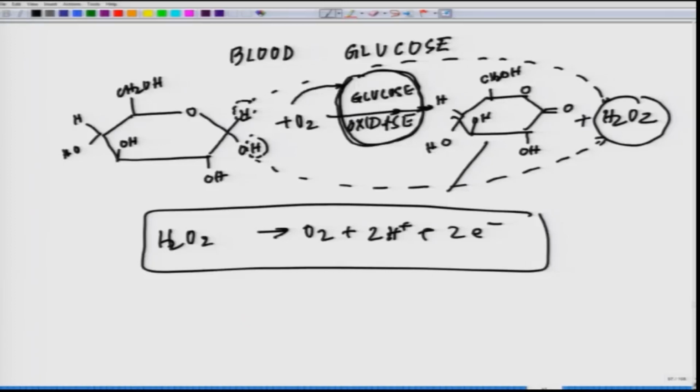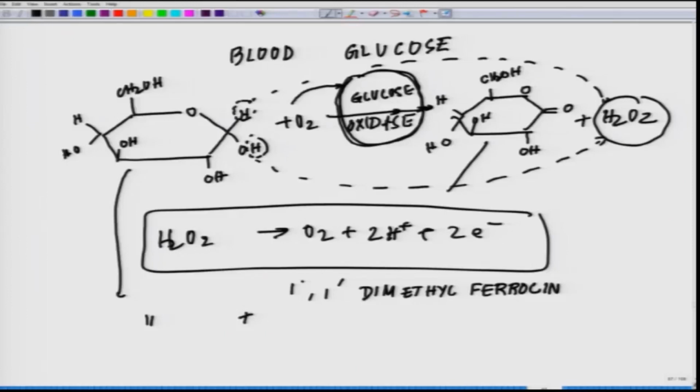Now, one way is that oxygen is nothing but an electron acceptor. If in some way you can substitute oxygen with something else, another mediator. So, what people did after that, they used the glucose as it is, plus they used something called 1,1'-dimethyl ferrocenium cation.